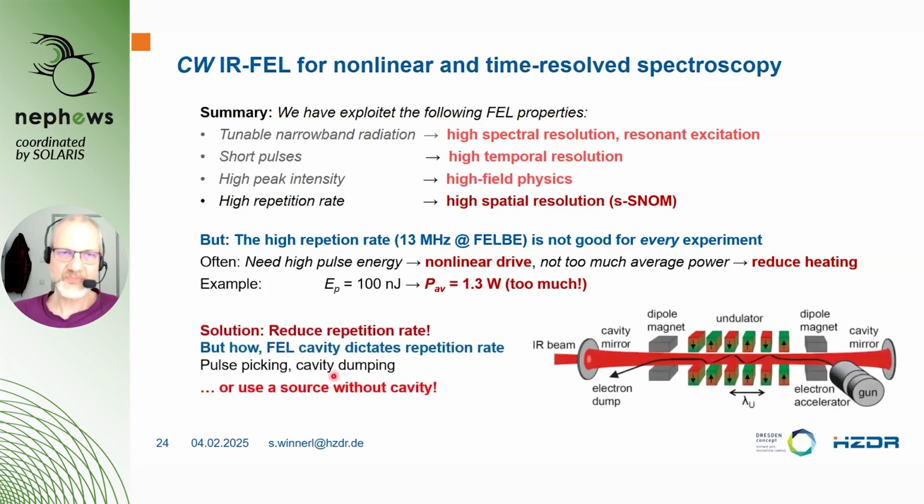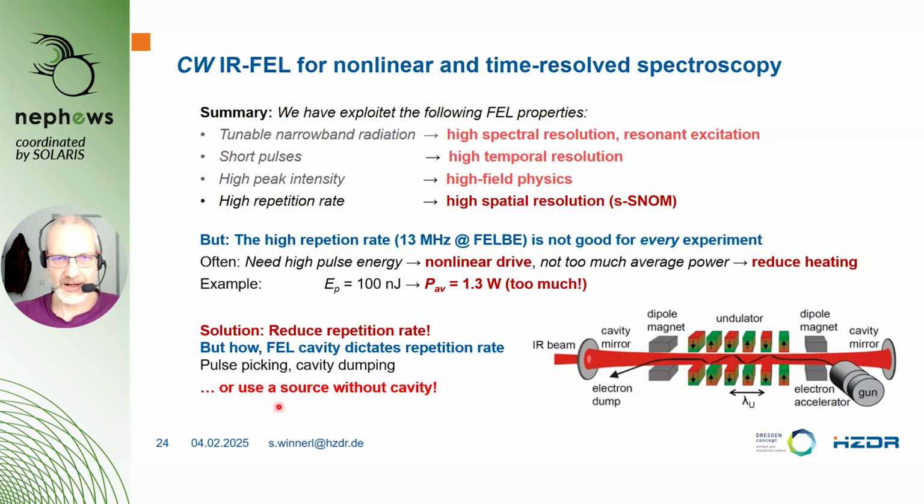So what can one do? Well, one should reduce the repetition rate. But with a free electron laser, this is not easy because the repetition rate is given by the round-trip time of the photons in this laser cavity. So one can do pulse picking outside the cavity or cavity dumping, a picking in the cavity that makes pulses even more intense. This first one, this we do at Dresden-Rossendorf, this pulse picking outside the cavity. This one we are not doing.